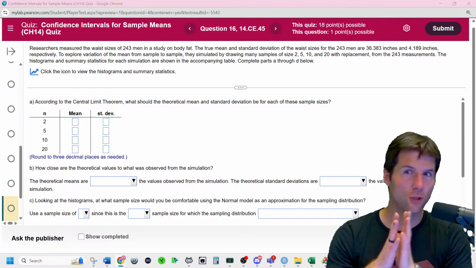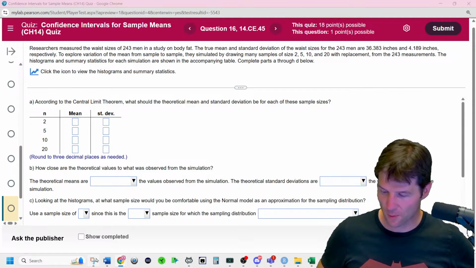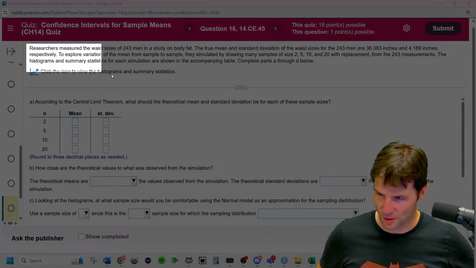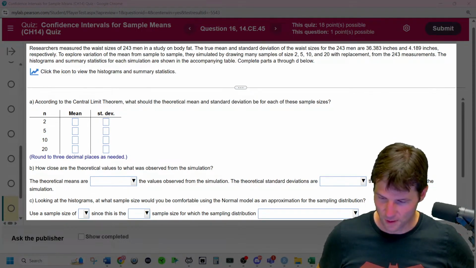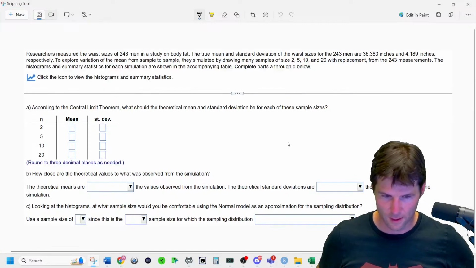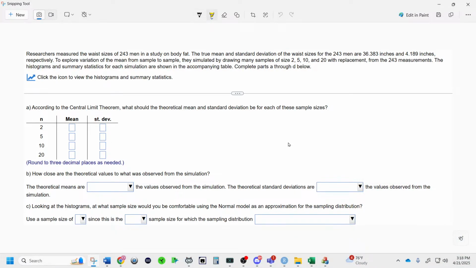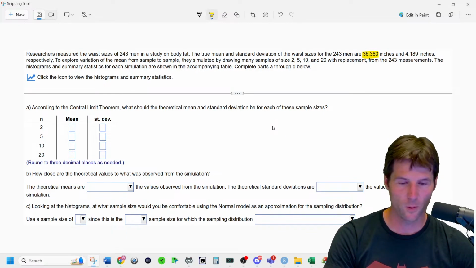If you collected 2 men and the average man has a waist size of 36.383 or something like that. So if you collected 2 men, that was the instructions for the project or the previous project. If you collected 2 men and the average waist size of the men was this, what would you expect the mean of 2 men to be? Well, I'd expect them both to be around that, so I'd expect the mean to be what?